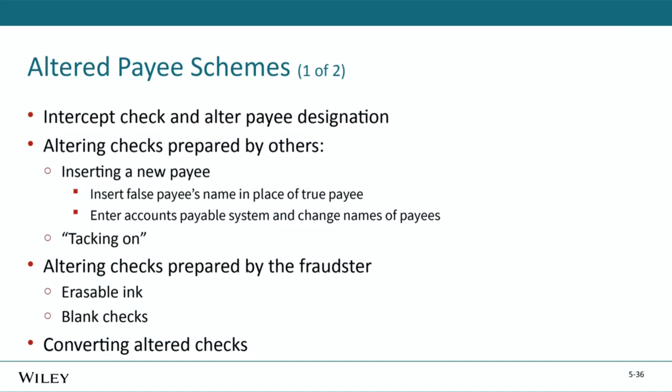So that's an altered payee scheme. You intercept the check and you alter the payee, who it's made payable to. So if you have a check prepared by others, insert a new payee. Insert the false payee's name in place of the true payee. So, just different ways of doing it. Scratch it out and write it in there.